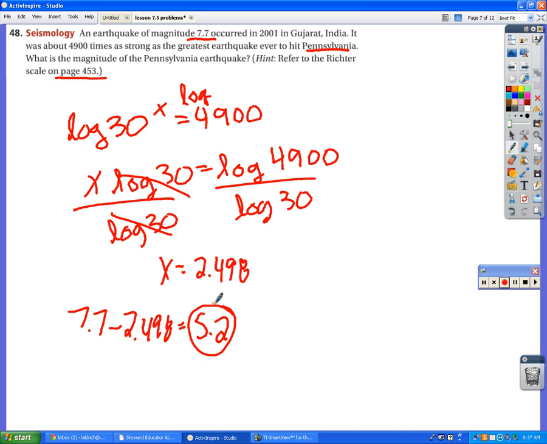On the 2.498, could you round up? Yeah, since this is only to 1 decimal, you could round that up to 2.5, because it says about. Right, about 5.2.